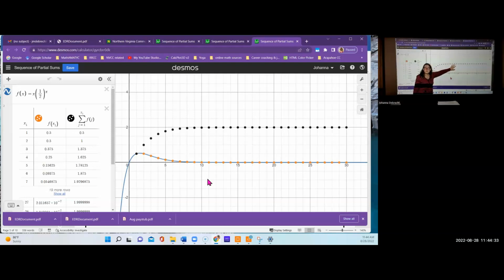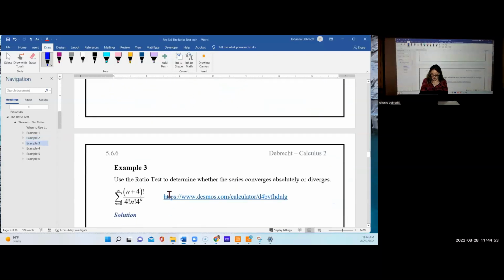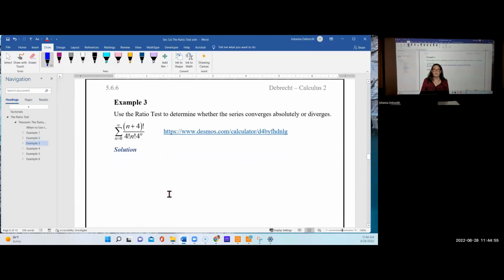So it looks to me like it does probably converge, and that is what we found with the ratio test. The sequence of partial sums plotter does give me a good feel for what to expect, but it is not a proof because it's only giving you a certain number of values. You cannot use that as a proof, right? Graphs never prove anything because you're only looking at a certain number of points. You're not looking at all possible points.